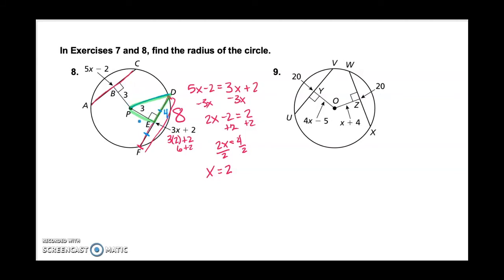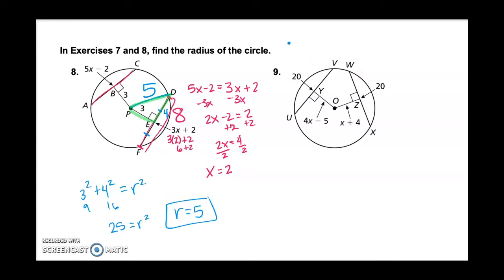If you remember your triples, 3, 4, 5 is what that radius should be. Or, again, you could use Pythagorean theorem to find it. 3 squared plus 4 squared is equal to radius squared. That's going to be 9 and 16. So 25 is equal to radius squared. So yeah, radius is equal to 5.